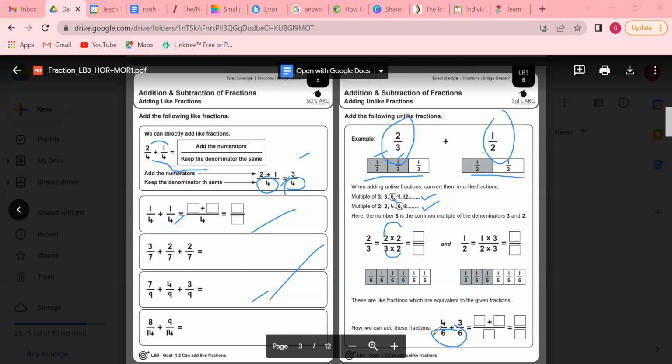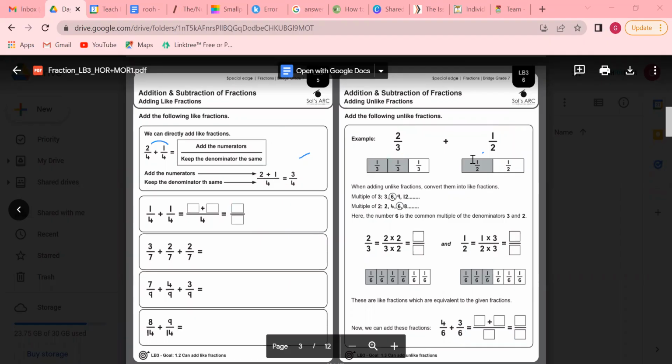I'm using the method that we have learned in the last worksheet. If you have not done that, please do that worksheet first, see the video, and then come to this, and then you have to add it. So this will become 7 and the denominator will remain 6 only. Okay, so whenever there is an unlike fraction, the first task is to make the denominator same. Wherein there is a like fraction, you don't need to do anything.